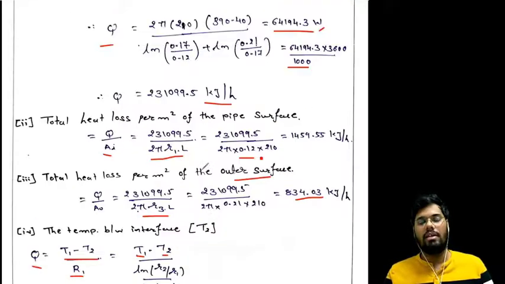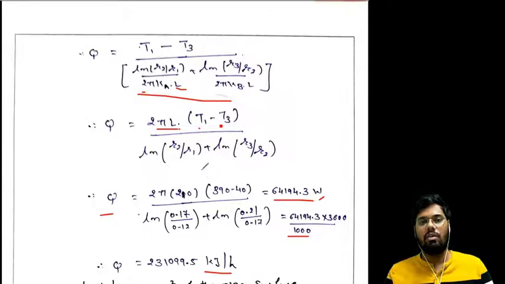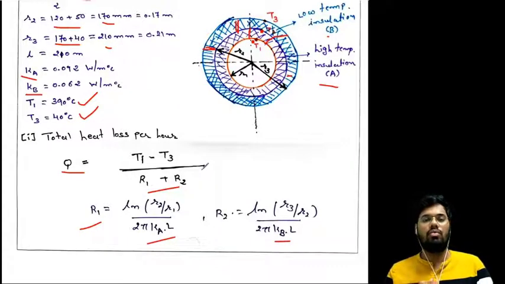This is how, by using only two equations, we can solve a numerical based on conduction through a cylinder.